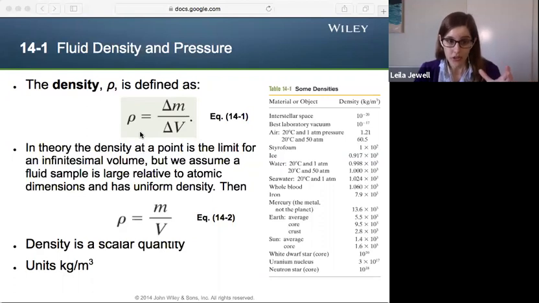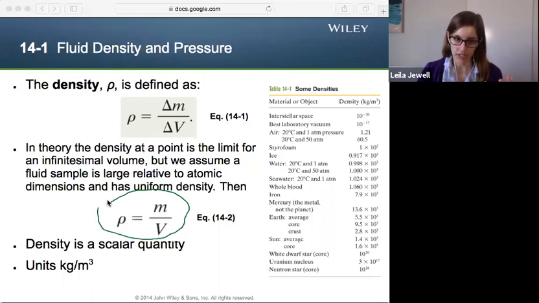But if we assume the fluid sample is large relative to the atomic dimensions and that it has really uniform density, we can simplify our definition to be this lower one. And this is going to be the one that we use in basically every circumstance. The density is the mass of the object divided by the volume of it. Where we notice it is a scalar quantity, this is not a vector, there's no direction associated with it, no arrow drawn above it, and the units are that of mass and volume. Kilograms is our unit of mass, and then volume in SI units would be cubic meters. So kilograms per cubic meter.